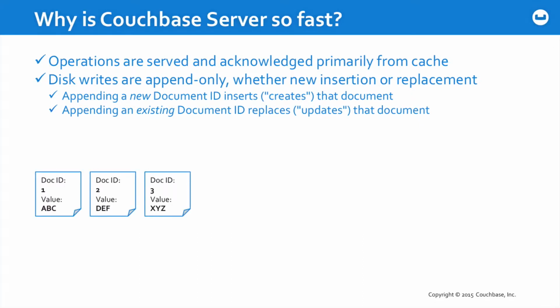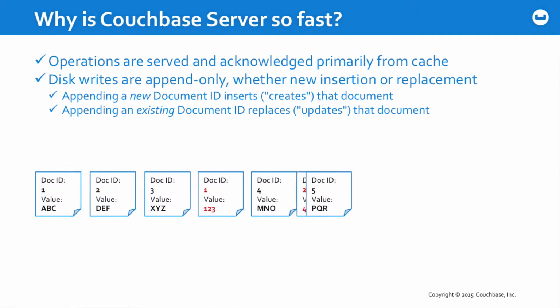Let's visualize. So imagine you have 3 documents on disk, doc IDs 1, 2, and 3, and then somebody adds another document, doc ID 1. That functionally replaces the value of the prior doc ID 1, and so the value of doc ID 1 on the next read will be 1, 2, 3. A few new documents are added, and then another document comes in for a doc ID that already exists, 2. That replaces the prior doc ID 2, effectively updating its value. Similar with the third instance of doc ID 1 that gets added in. Now the value of doc ID 1 is 789.